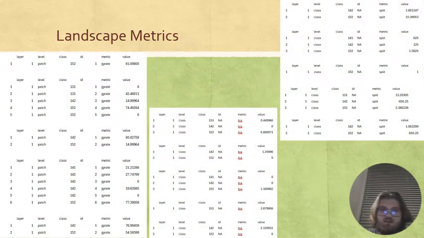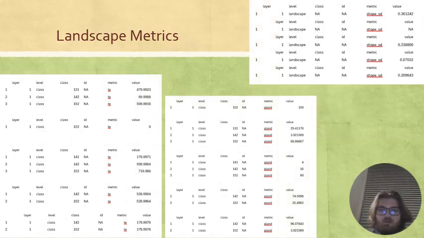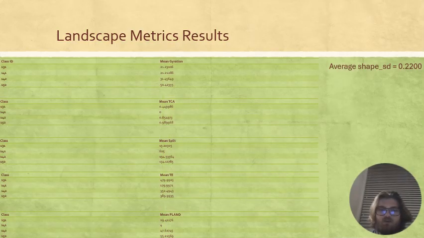Here's my data set that I obtained using gyrate, PCA, and split, but on a later slide, I have compiled them into the means, which you will see. Here are my other data sets from total edge, keyland, and shape SD. Here are the results of all the datasets compiled into their means and average shape SD. I will go into further detail on these in the next slides.